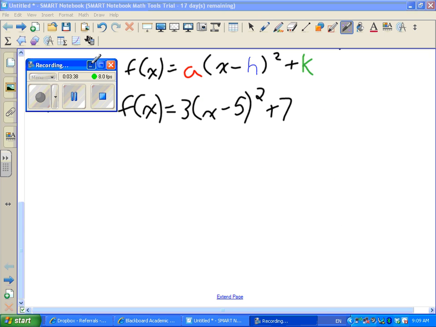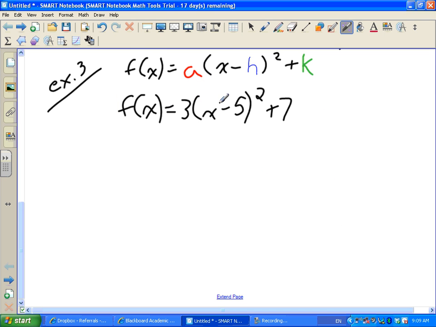So we'll go to example 3. Okay, so here's our example 3. They've given us the number 3, which is, in our theoretical model, our a. So that would be the factor of what this parabola is stretched by. Our 5, or negative 5, represents our h. So remember, if it's negative 5, our vertex goes to the right 5. And finally, our k is represented by positive 7. So we know that vertex is going to go up 7.